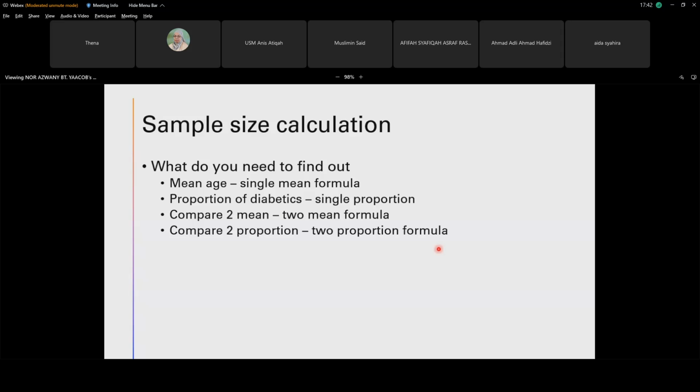Okay, so that is sampling method. I won't go into the other sampling methods. You have to read yourself, or else I cannot finish in one night. Okay, any questions on sampling method? No.